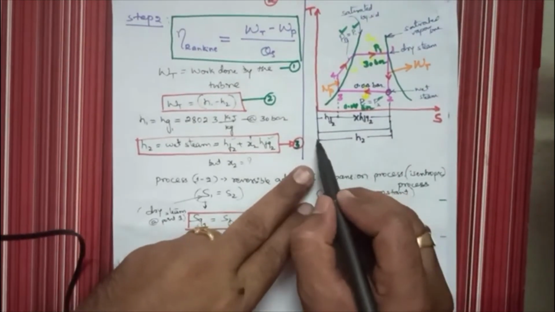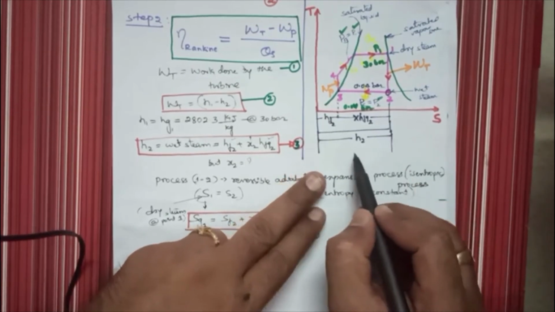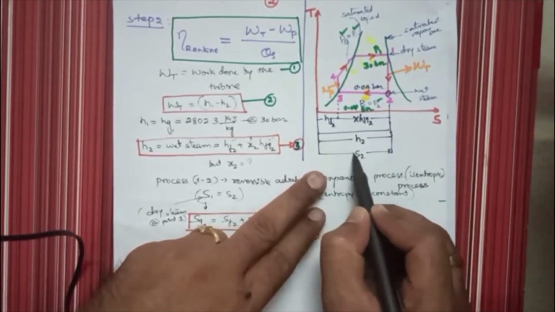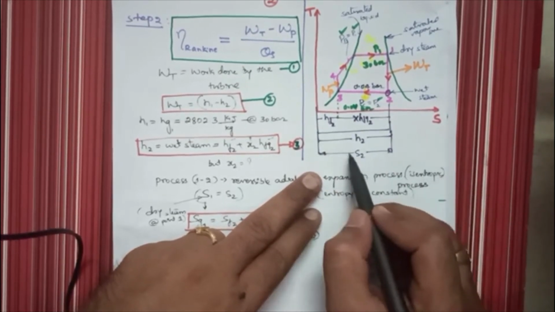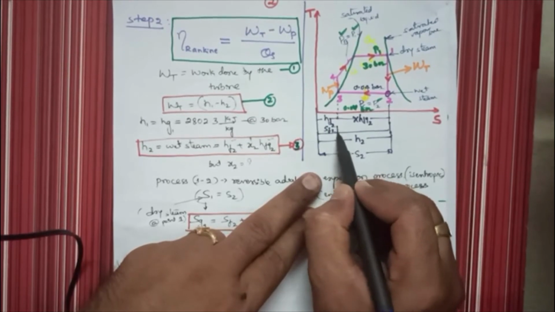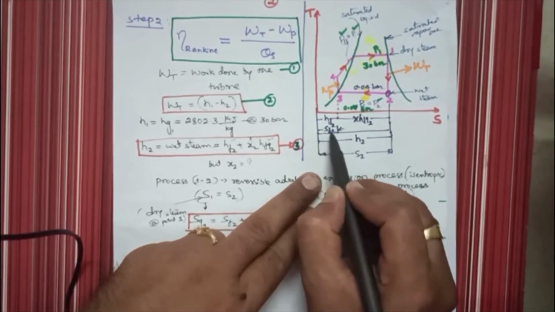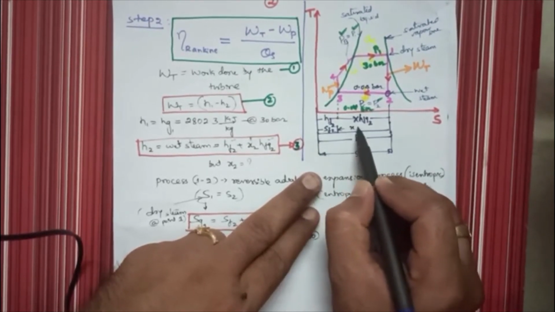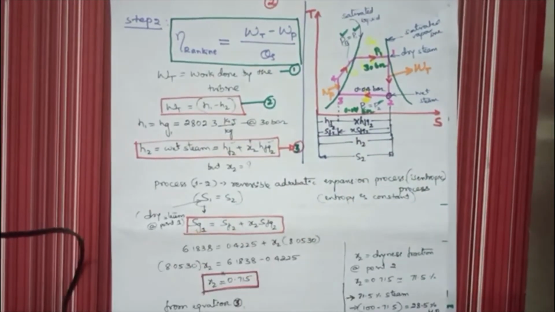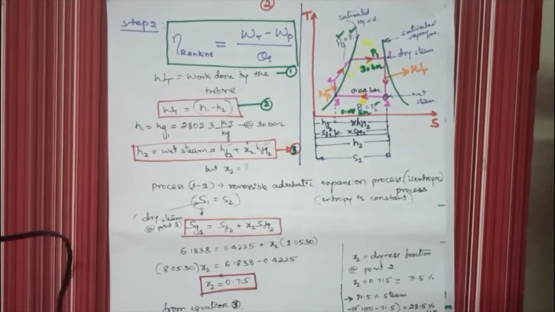Same formula you can write for calculating entropy also. S2 is equal to SF2, this line is SF2, and this is X into SFG2. Okay, so this is the first problem.